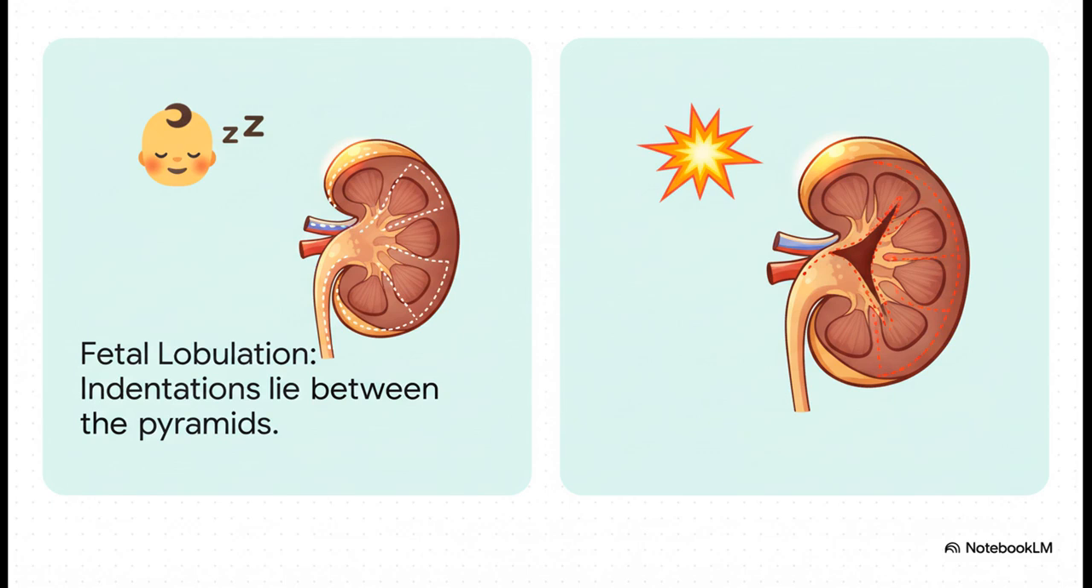The hard part is telling that normal fetal lobulation apart from actual scarring. But here's the critical difference. With fetal lobulation, the little dips, the indentations, they lie between the pyramids. With scarring, the indentation is directly over a calyx, one of those little cups that collects urine, and that calyx will often look all blunted and deformed. It's a subtle difference for sure, but it's a vital one.